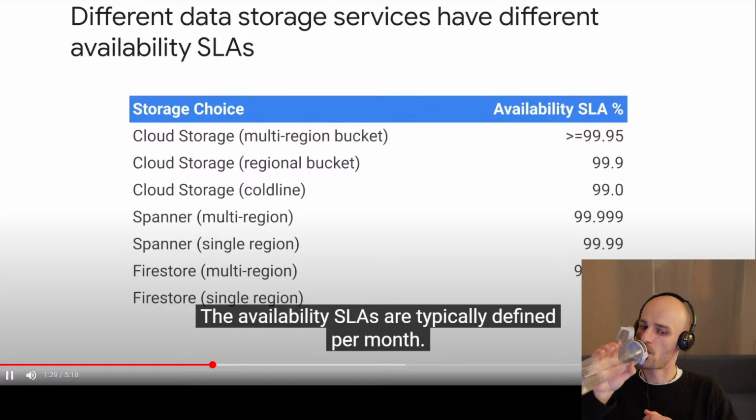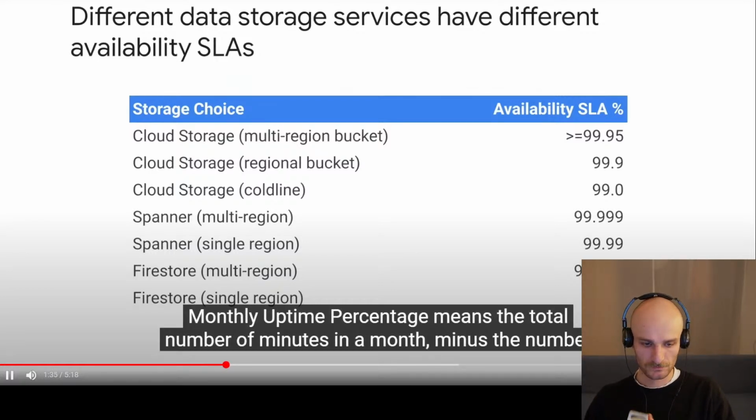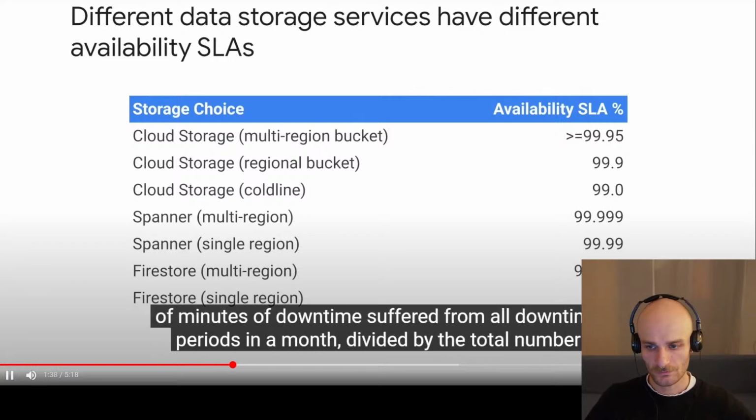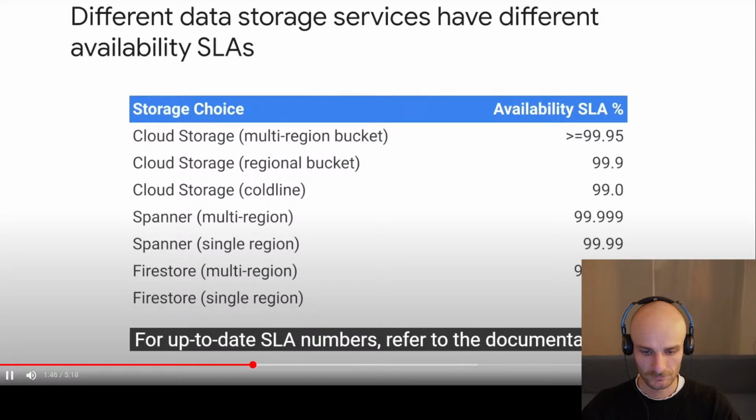The availability SLAs are typically defined per month. Monthly uptime percentage means the total number of minutes in a month, minus the number of minutes of downtime suffered from all downtime periods in a month, divided by the total number of minutes in a month. For up-to-date SLA numbers, refer to the documentation.